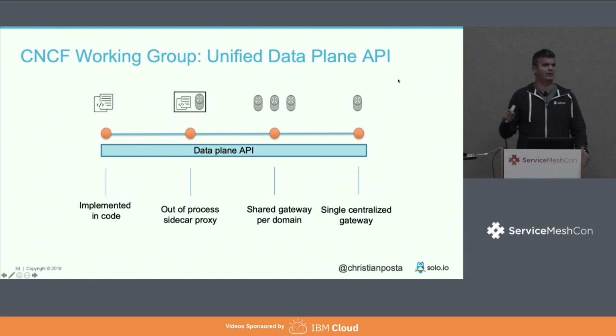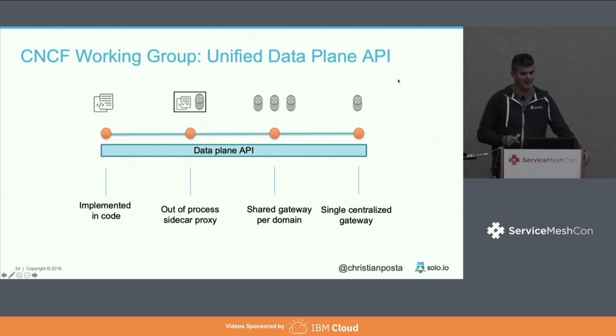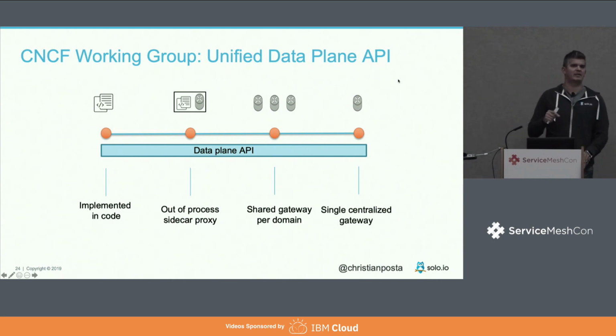Now, along this spectrum, whether you're deploying in your application code or as a sidecar proxy or as a shared domain gateway or whatever it is, ideally you want to have the configuration be consistent, right? Because the service mesh provides this API to drive the configuration. And what you want is for that to propagate correctly down into the data plane, regardless of how that's implemented.